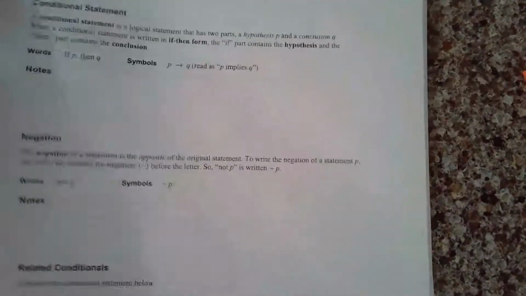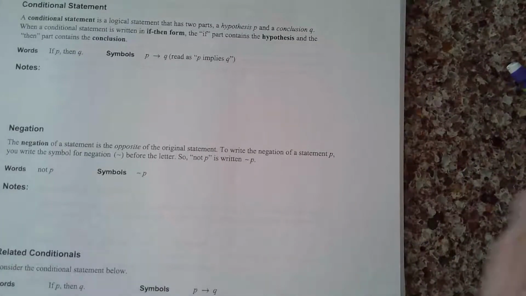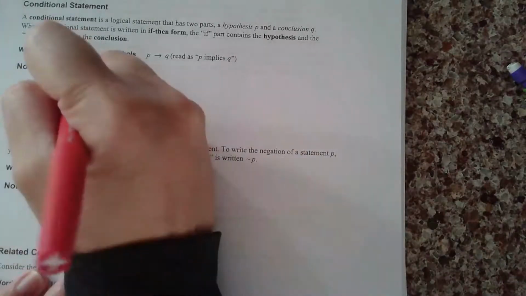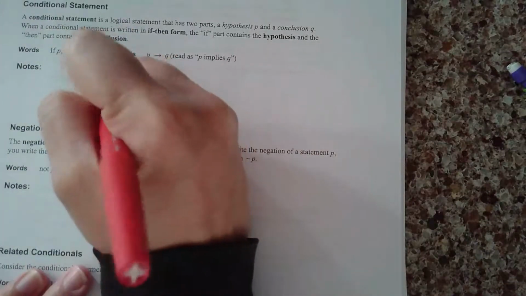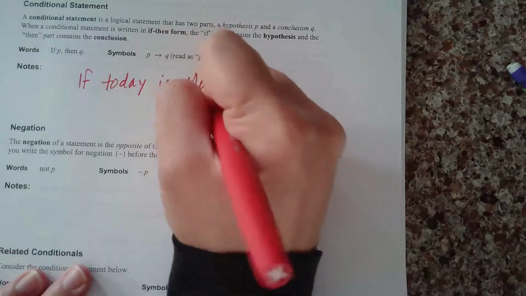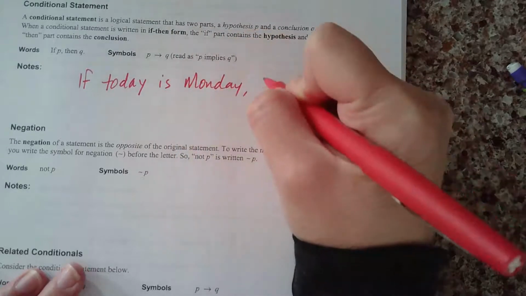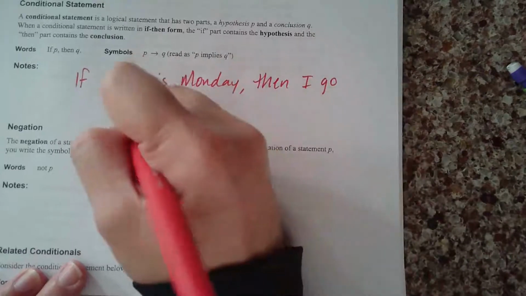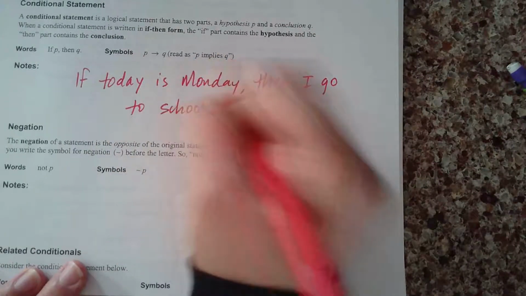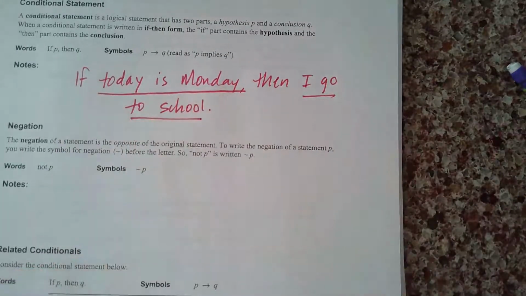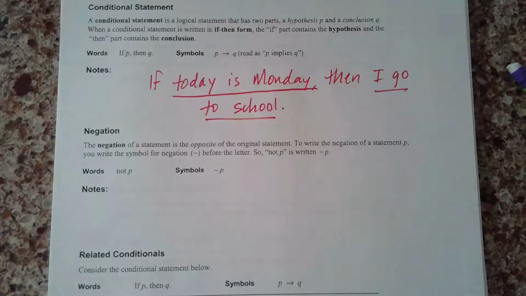All right, so just to clarify, I wanted to make sure you guys understood. So we have all of these different conditional statements and so forth. So I'm just going to write down the statement and give you an example in words. I'm just going to use that one I talked about. If today is Monday, then I go to school. So today is Monday is our P, and that I go to school would be my conclusion. So hypothesis and conclusion.